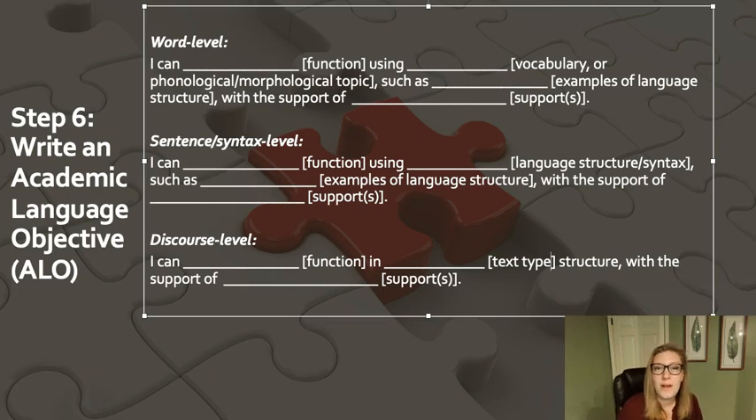Step 6, write an academic language objective. You can use one of the frames that we provide here. You'll notice that there are spaces for all of the areas that we've covered thus far. We'll go deeper into each of these now.